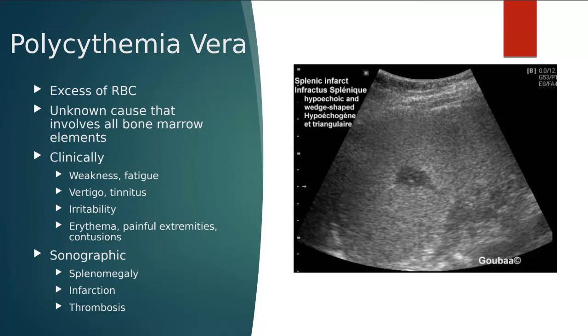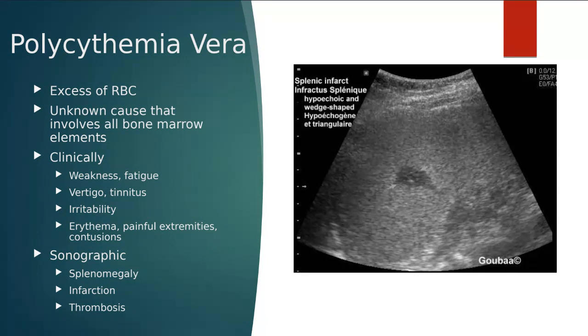of the patient. Clinically, weakness and fatigue, vertigo and tinnitus. Vertigo is that instability or those severe dizzy attacks, and tinnitus is ringing in the ear. Patients are also going to have irritability, erythema, painful extremities. They're going to bruise very easily. On ultrasound, with an enlarged spleen, we could see areas of infarction and potential thrombosis in the spleen.